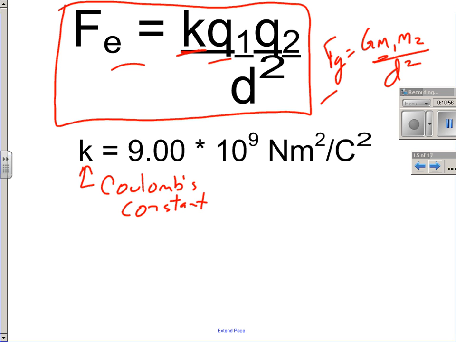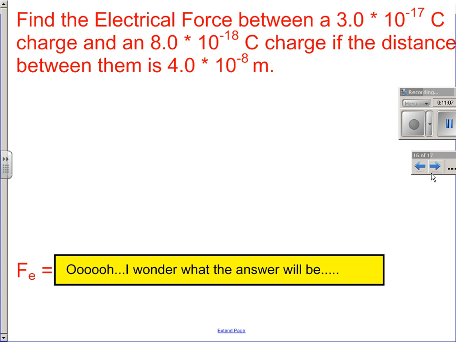So, the problems you're going to be solving are almost identical to the ones we solved last time, except instead of kilograms, we've got coulombs. Otherwise, everything is identical. Okay? So, let's do 2 examples and then call it good for the video.